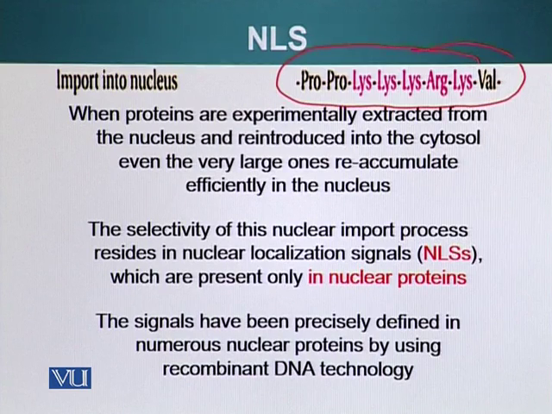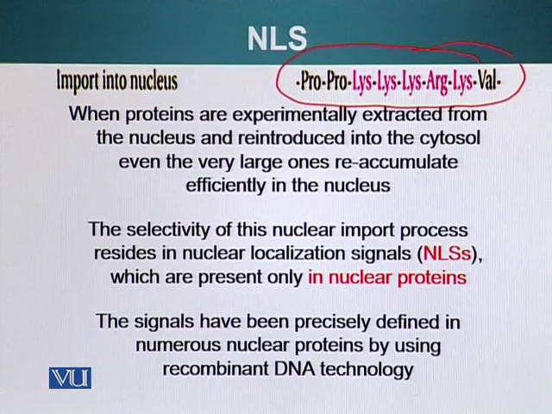This is the sequence of amino acids that targets proteins to the nucleus. Again, I would urge that you don't dwell on memorizing these signal sequences. I would like you to concentrate on the concepts. When proteins are experimentally extracted from the nucleus and reintroduced into the cytosol, which can be done, for example, by microinjection, even the very large ones reaccumulate into the nucleus very efficiently.